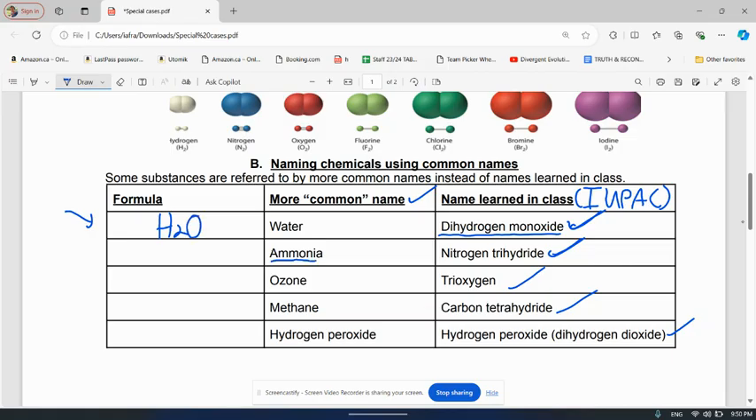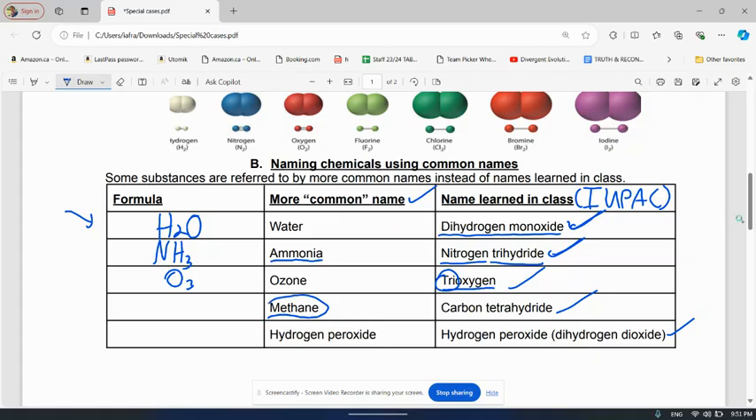So ammonia, if you don't know what that is, that's okay. From the common name, take a look at its IUPAC name. Nitrogen trihydride. So you would know that's NH3. Ozone, like in the ozone layer. That's actually made up of oxygen. If you don't know its formula, take a look at the IUPAC name. Trioxygen. You know what tri means. That means 3. So O3.